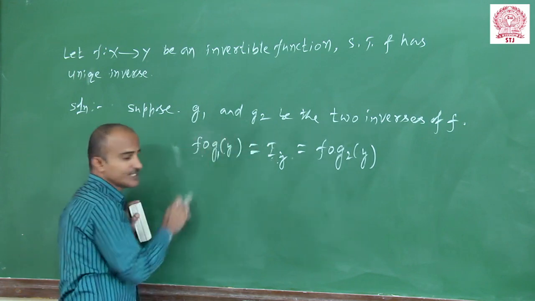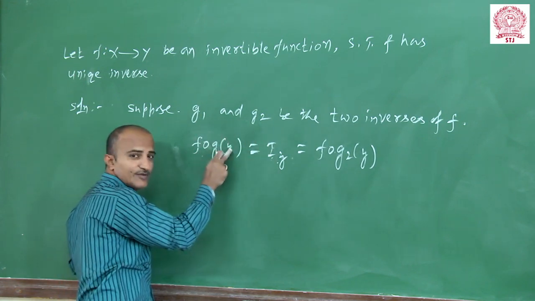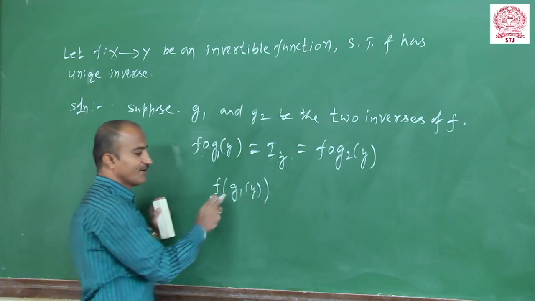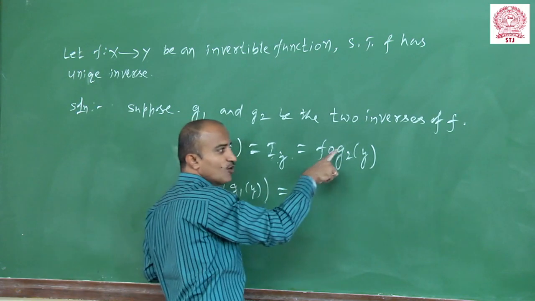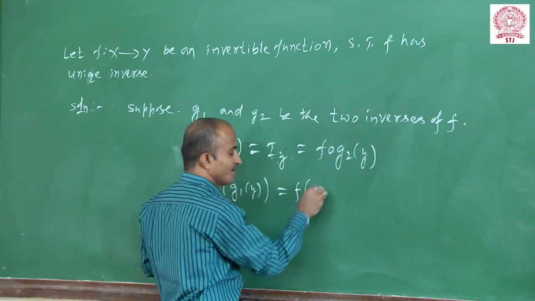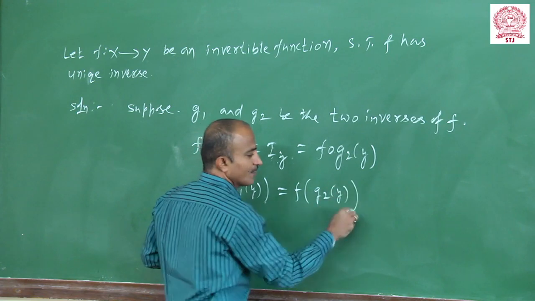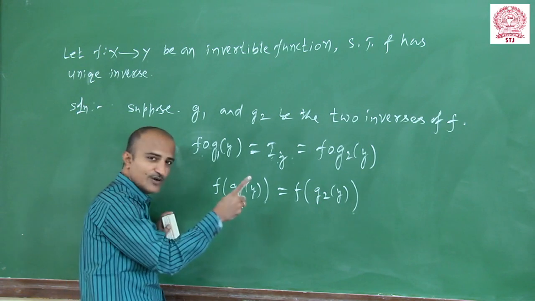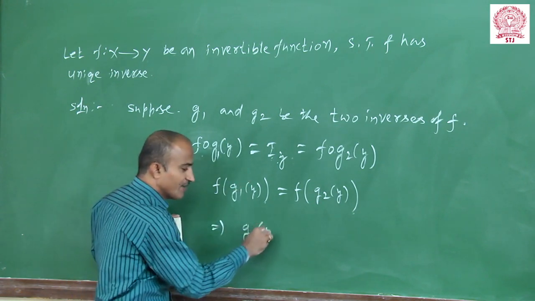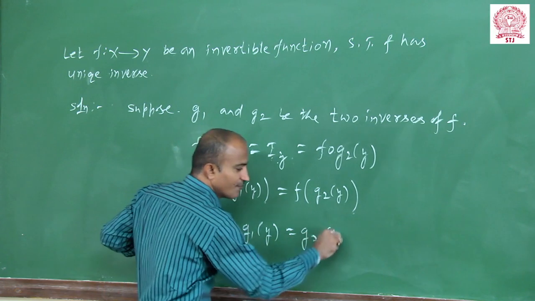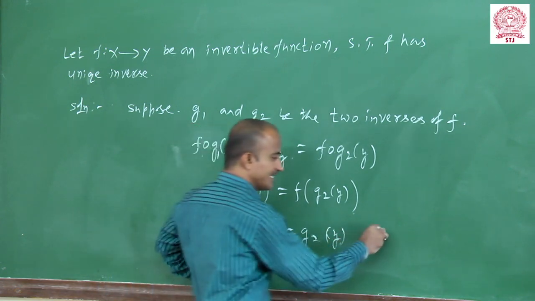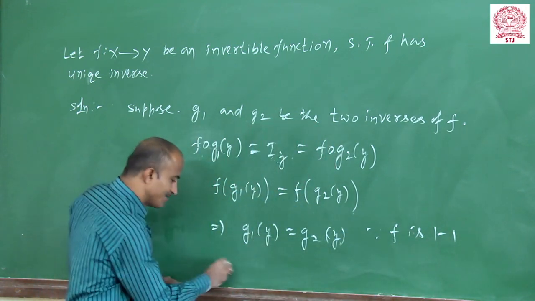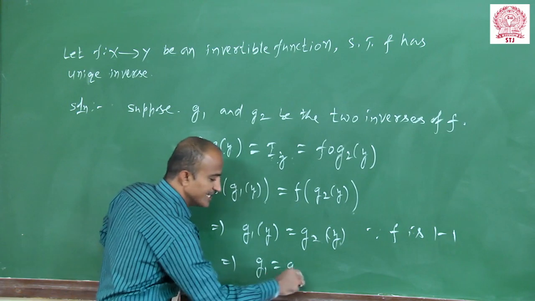By composition of functions, f o g1 of y is written as f of g1 of y, and f o g2 of y is written as f of g2 of y. F is invertible, which means both one-to-one and onto. Since f is one-to-one, this implies g1 of y equals g2 of y, and that implies g1 equals g2.